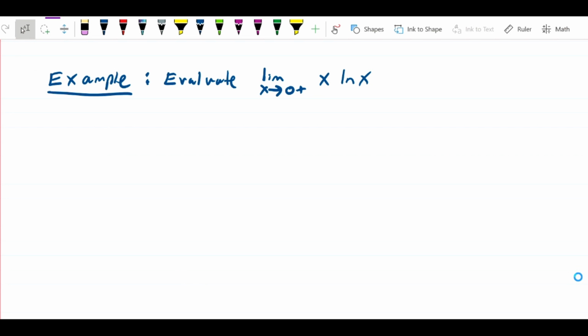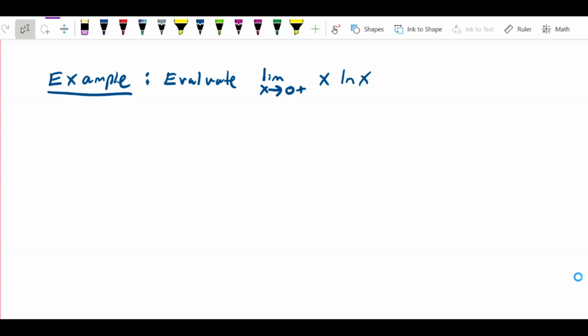So we come now to one of those other hidden L'Hopital's rule forms. What we have here is the limit as x approaches 0 from the plus side of x times ln of x. Notice, by the way, that it's necessary to say that we're approaching from the positive side because there is no such thing as the natural log of either 0 or a negative number.